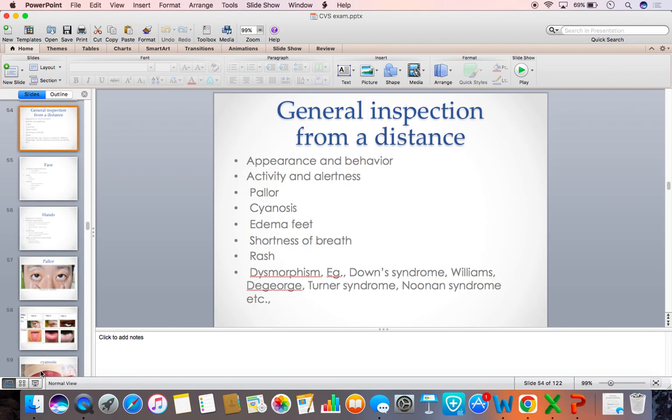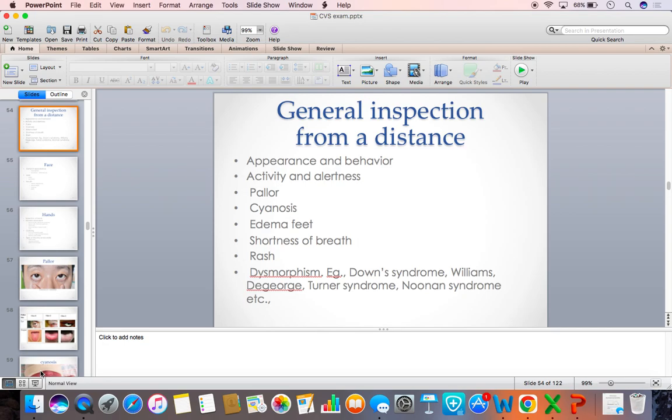Under general inspection from a distance, look at the appearance of the patient and the behavior. Observe his activity and alertness, and look for pallor, which indicates the presence of anemia, which has a bearing on the cardiac function. Look for cyanosis, which is bluish discoloration of the mucous membranes and the extremities. Look for edema of the feet, which indicates the presence of congestive heart failure.